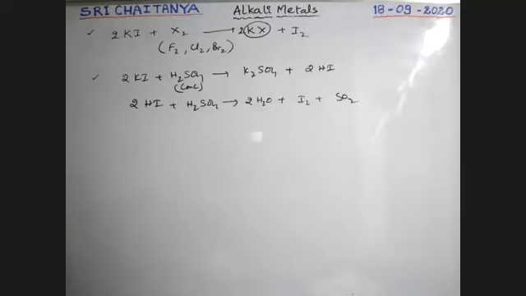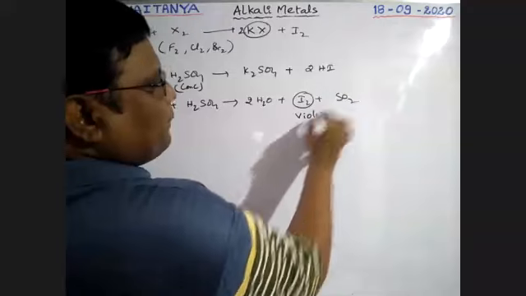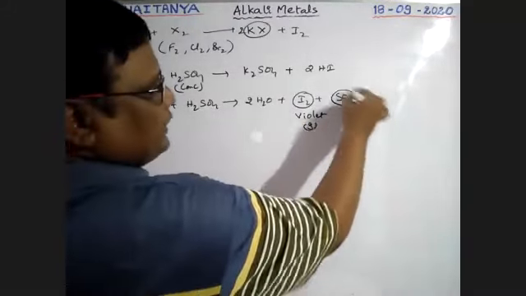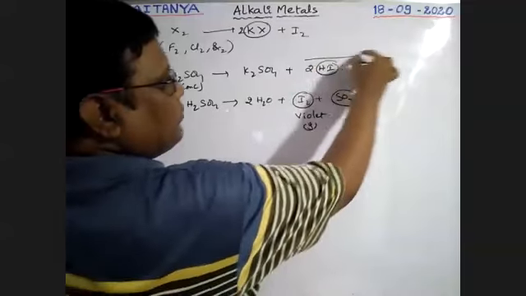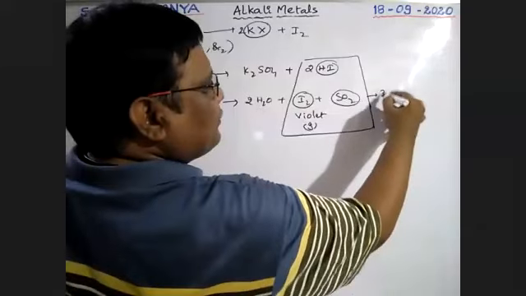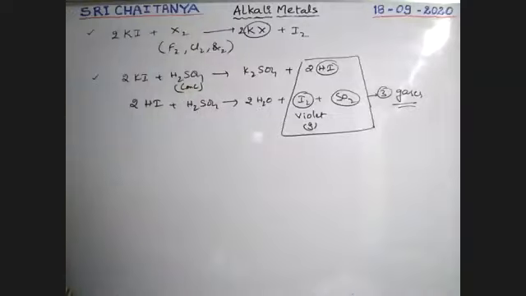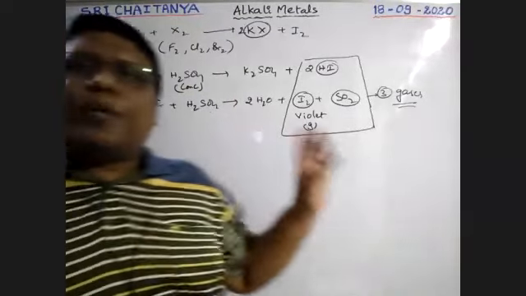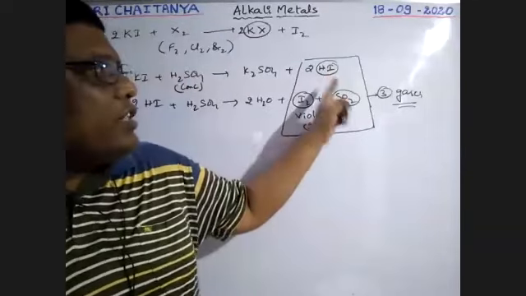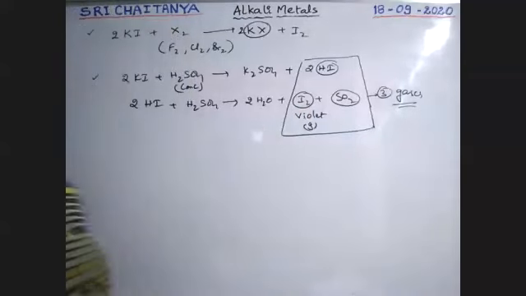I2 plus SO2. I2 is violet in color, and here it is a gas. So in this reaction, three gaseous products are formed. When potassium iodide reacts with H2SO4, three different gaseous products are formed: HI, SO2 and I2. All these are gaseous products. Please keep that in mind.